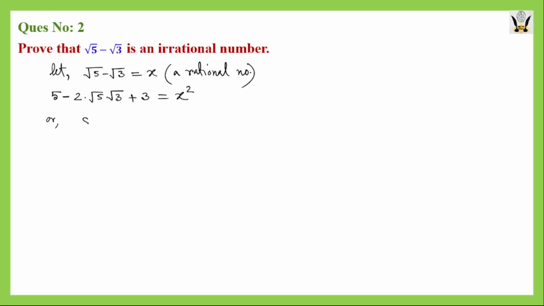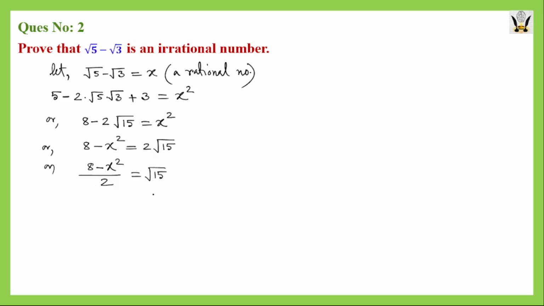So further we can say that it will be 8 minus 2 root 15, and that will be equal to x square. Now we will take minus 2 root 15 to the other side, so that will become plus 2 root 15. Now x square we will take on the left side, so it will become 8 minus x square, and on the other side it will be 2 root 15. So now if we divide by 2, 8 and 2 we know are rational numbers, and x that we assumed is a rational number. So what we are getting on the left side of this equation will be a rational number.